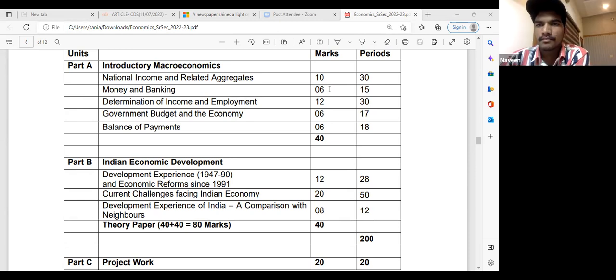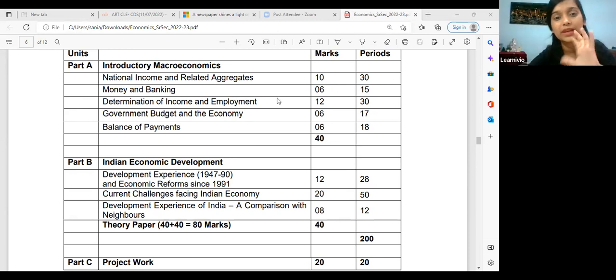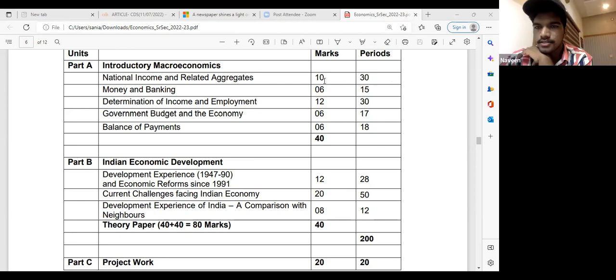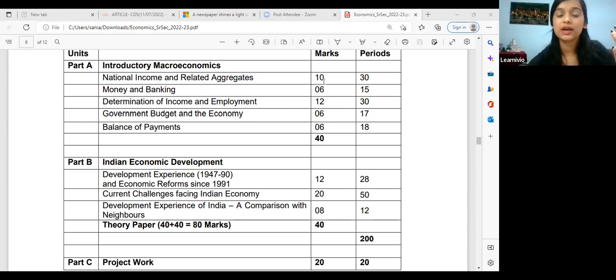So basically you have to make short term goals. Money and banking, I am very sure about this unit, I will be scoring 6 on 6. Like that, you have to make short term goals. Because if you focus on the entire unit, then only can you score 70 plus, because 80 marks will be there in your question paper. So you have to make short term goals. For national income I'm done, so I'll make sure that whatever questions come from national income, I'll score 10 on 10. Like that. Clear?